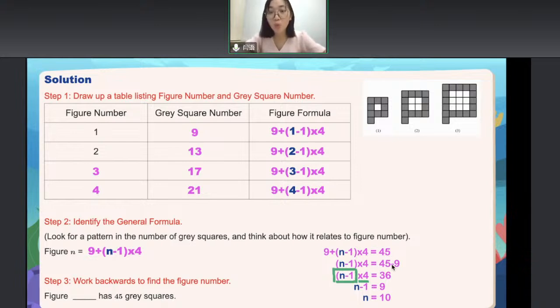And do you remember what is the meaning of n? N refers to the figure number. That is, figure 10 has 45 gray squares. Okay, pay attention. N minus 1 equals to 9. Some students just write down 9 here, but actually no, because n refers to figure number. So for n itself, you need to add 1 back. Okay, this part is a bit more challenging, right?